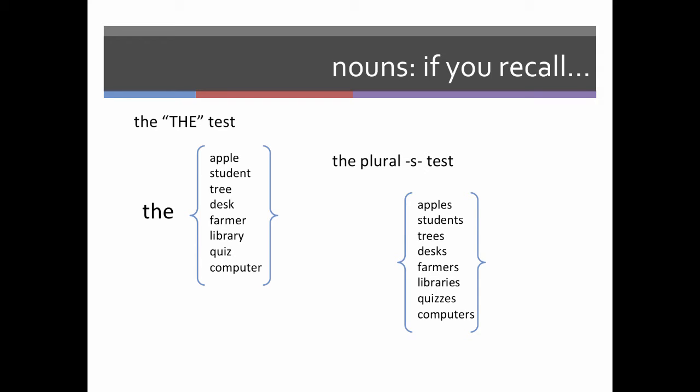So recalling from chapter 1, we discussed some different tests that we could apply to determine whether a word is a noun. So one of those tests was the "the" test. If you could put a "the" in front of the word, then it must be a noun. The apple, the student, the tree, the desk, all of those are nouns because they passed the test. Secondly, you can add a plural s. We don't make adjectives plural. We don't make adverbs plural. Nothing but nouns show plurality in this way. So we have apples, students, trees, and desks.